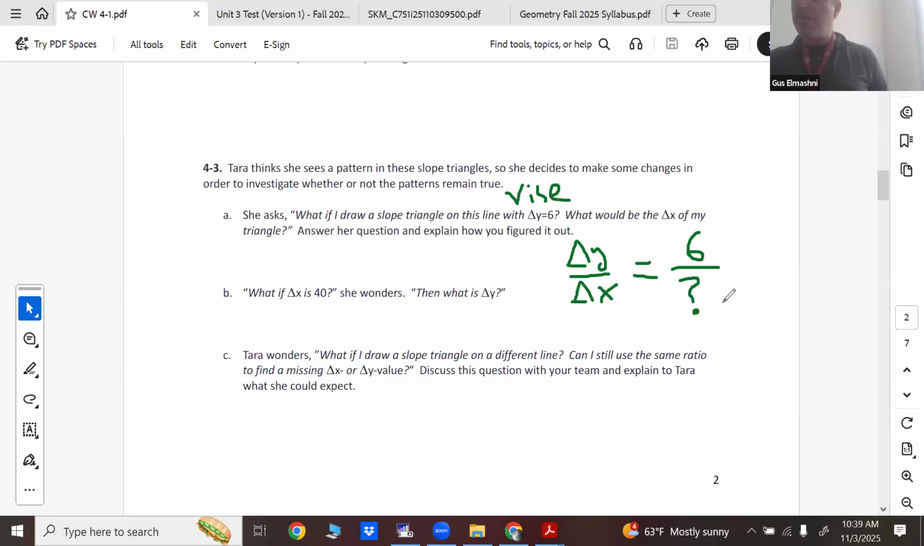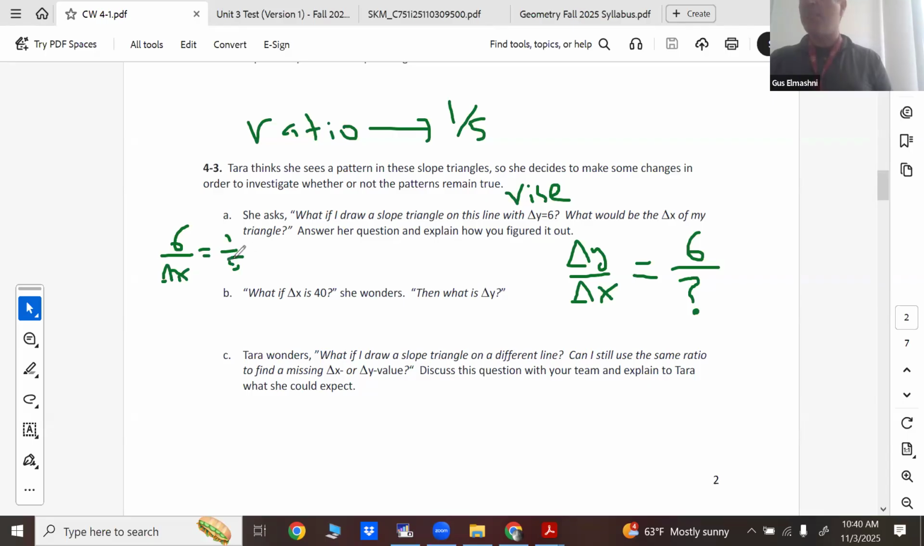But I don't know the delta x, right? But what was the ratio? The ratio every time was what? What was my ratio above? 1/5, right? Or 2/10 or 3/15. But consistent was always 1/5. So what would that be for delta x? Well, just do 6 over delta x equals 1/5.